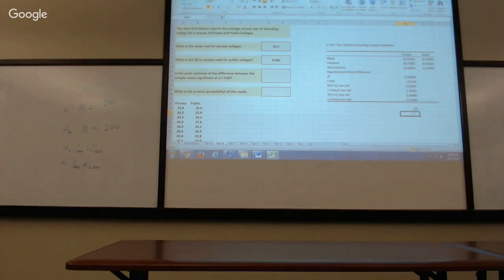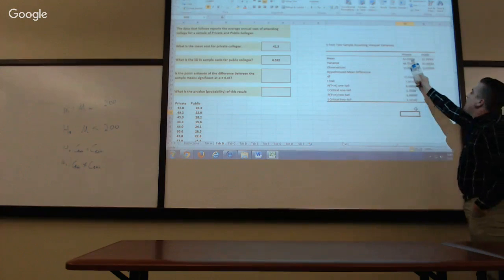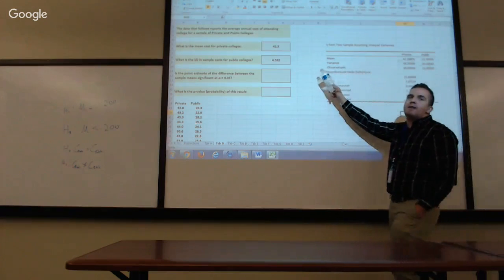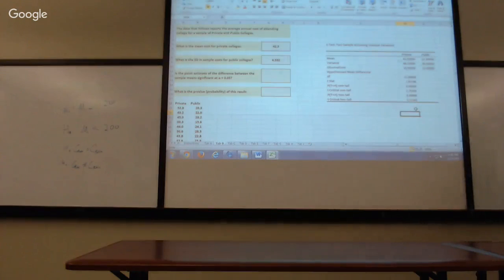What is this output for us? It tells us the means of each private and public institution. The mean of private institutions is 42.5, which is the same as what we just calculated. It tells us the variance for both public and private institutions, and as we know, the variance is just the standard deviation squared. So we take the square root of the variance for public schools. It should be pretty close to what we have, and it is. So boom, we're good.